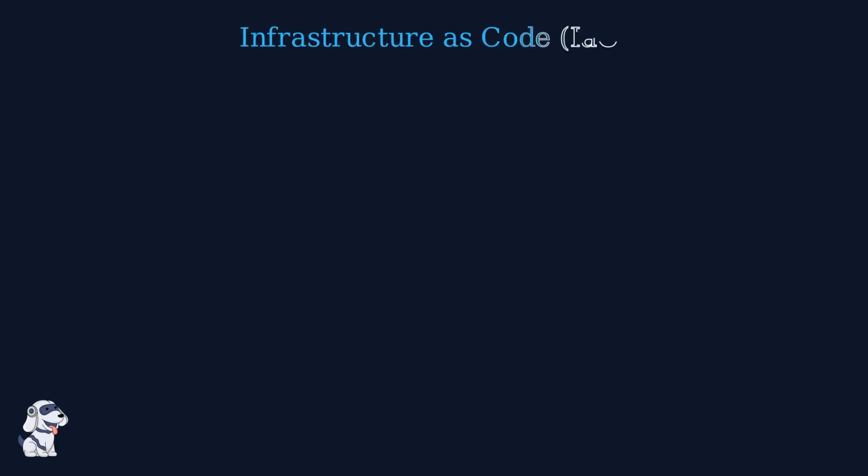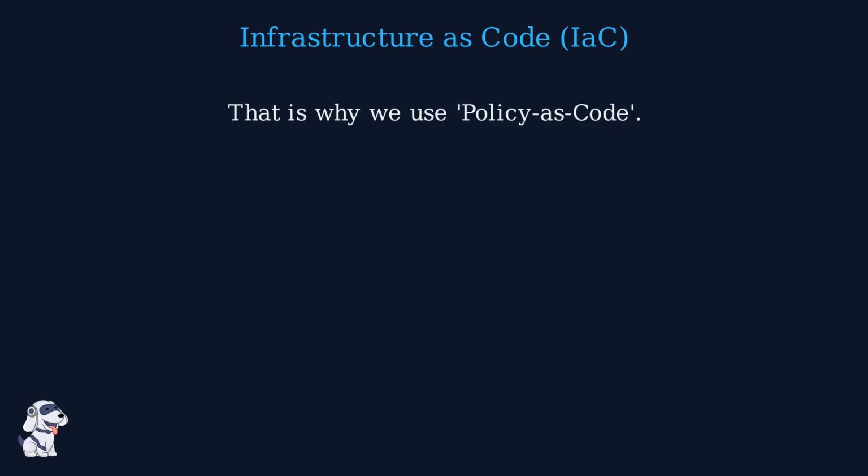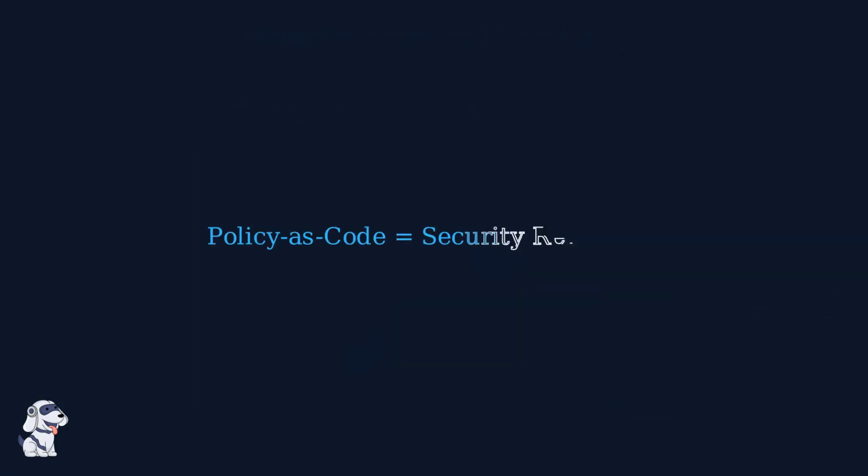Managing thousands of IP addresses by hand is a massive headache and a recipe for security disasters. That is why modern teams use policy as code to treat security configurations just like software. Using tools like Terraform, you define your network policies in code. This lets you manage your environment through a version control system. If an accidental change occurs, you can roll back your configuration in seconds. It ensures your security is always reliable, version controlled, and fully documented. Remember, policy as code is the key to consistent, reliable security.